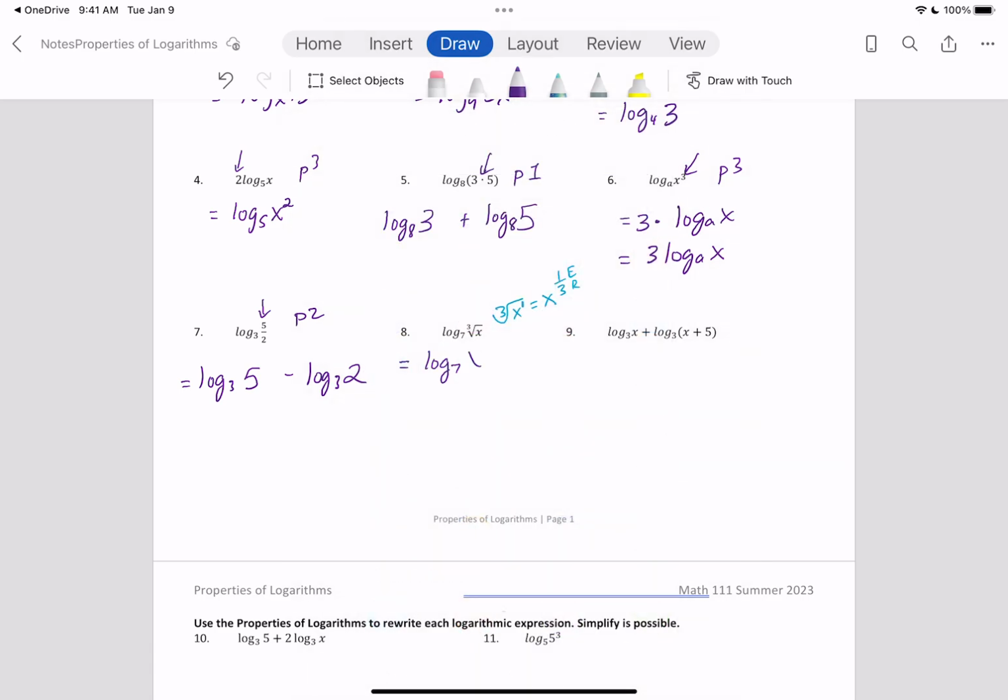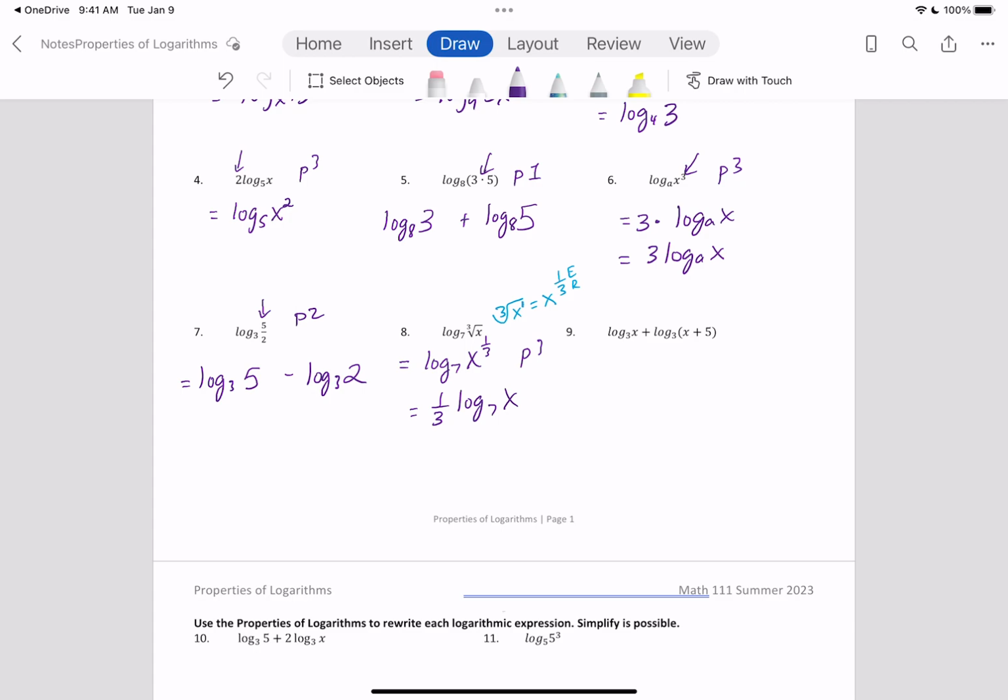So I'm going to write this as log base 7 of x to the 1/3. And now this is property 3. So that allows me to bring that exponent or power down. So I have 1/3 times log base 7 of x.